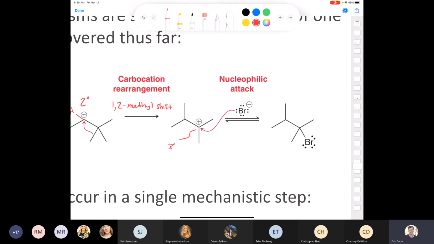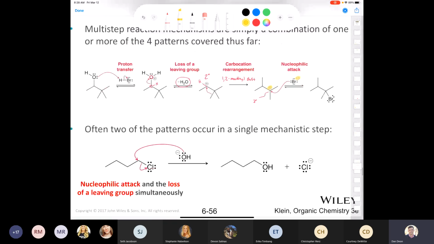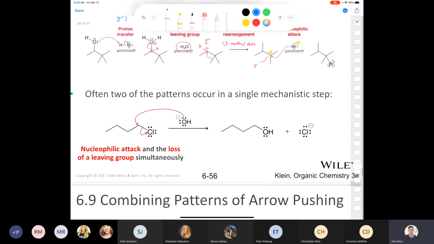Then your nucleophile is going to come in, and it's going to attack the carbocation. That's what we call a nucleophilic attack. Right? Opposites attract, and you end up with a tertiary alkyl halide in this case. So we saw all four of those mechanisms that we've learned: the proton transfer, the loss of leaving group, the rearrangement, and the nucleophilic attack all occurred in this one reaction where we converted the secondary alcohol to a tertiary alkyl halide.